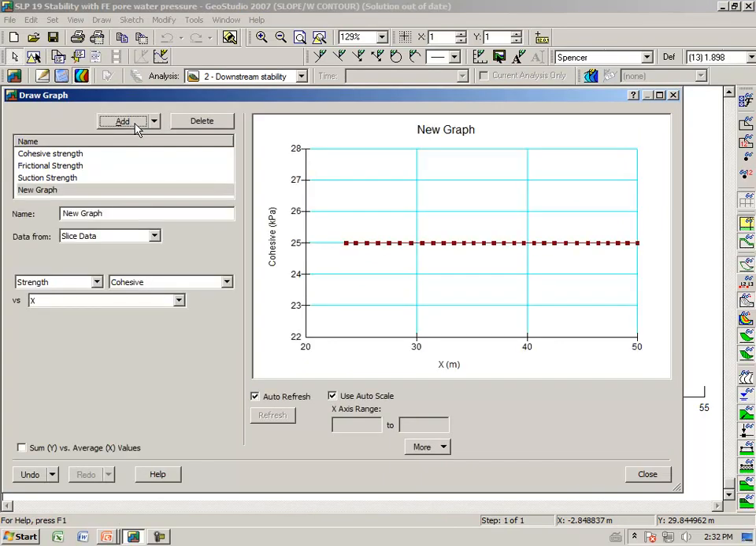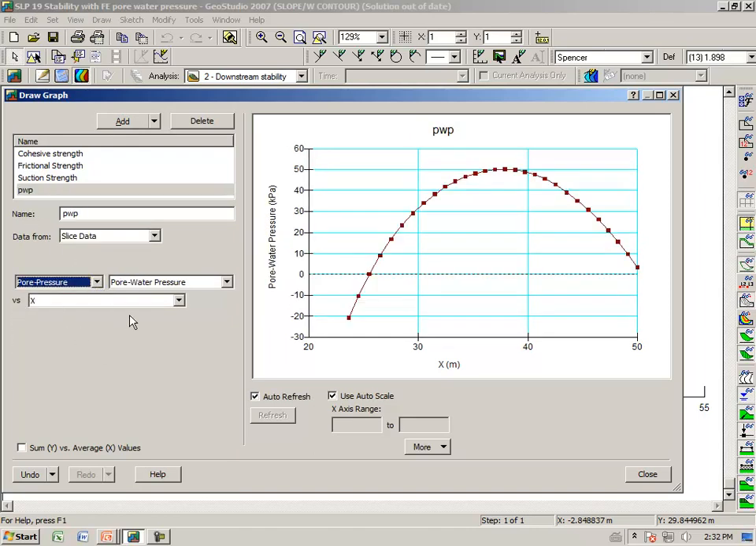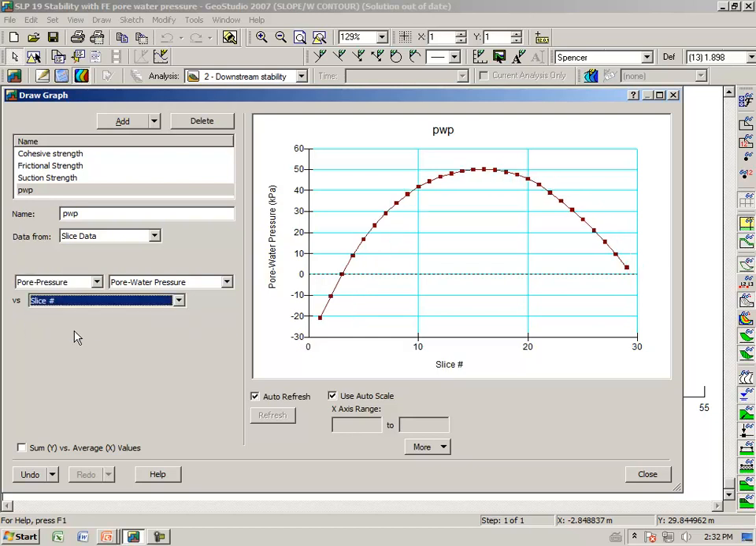Let's add a new graph here called pore water pressure, with pore pressure from slice number, and you see here now that we have some negative pore pressure and some positive pore pressure. I won't talk about the other aspects of this particular problem. The idea here is to illustrate how pore pressures are taken from SEEP/W and used in a SLOPE/W analysis.